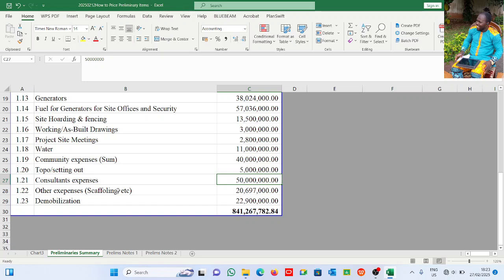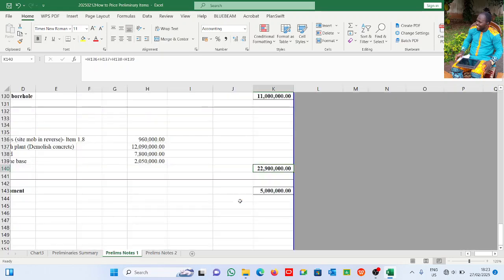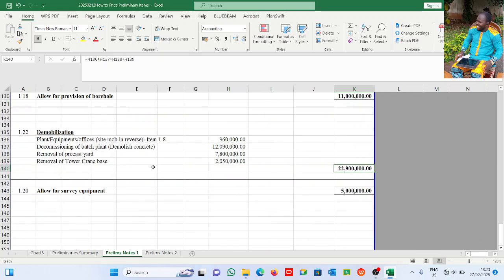Now other expenses may be miscellaneous, or as I put, etc. You must allow for miscellaneous. And you need to demobilize out of site. The same way you mobilize, you need to carry people out, you need to carry your expatriate out, you need to carry your batching plant out, you need to remove your precast concrete, you need to carry your tower crane. You must go out of site, whether you like it or not, as soon as you're done with that particular project.